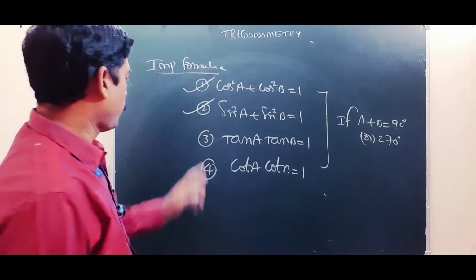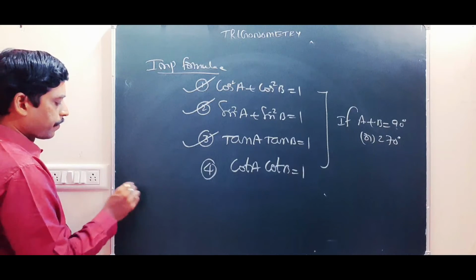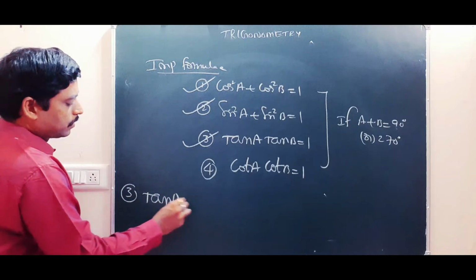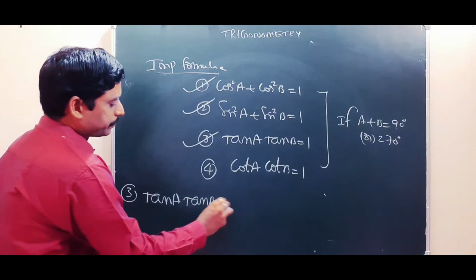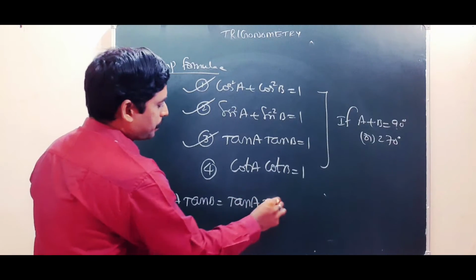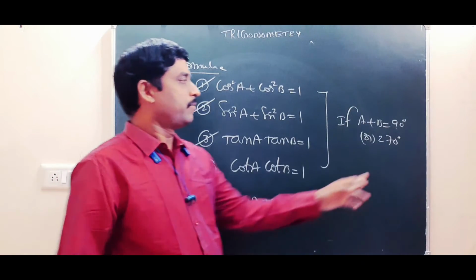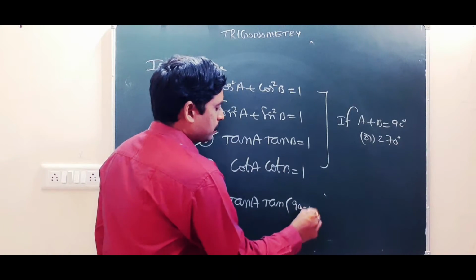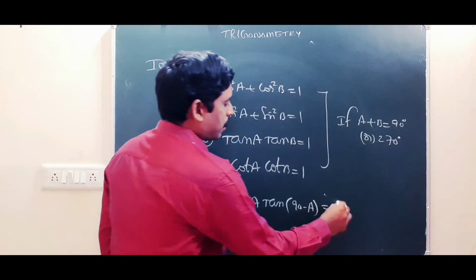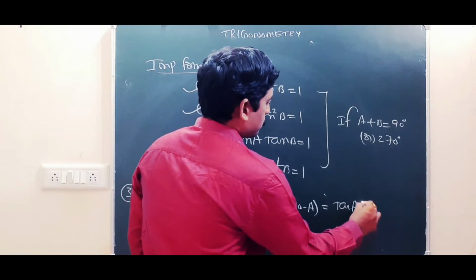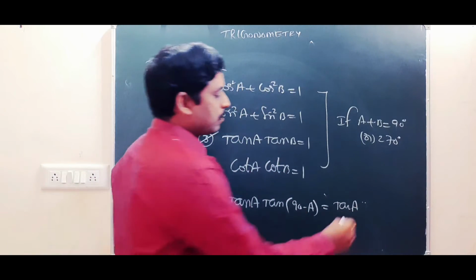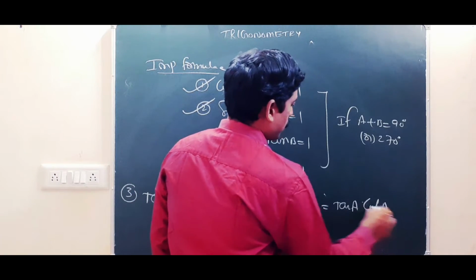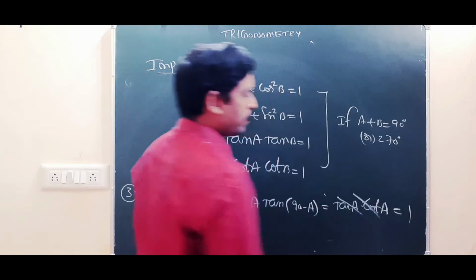Okay. Now let me explain tan a into tan b. In place of b we should write 90 minus a or 270 minus a. So 90 minus a. Tan(90 minus theta) is cot theta, so cot a. So tan a into cot a gets cancelled, and the answer will be 1.